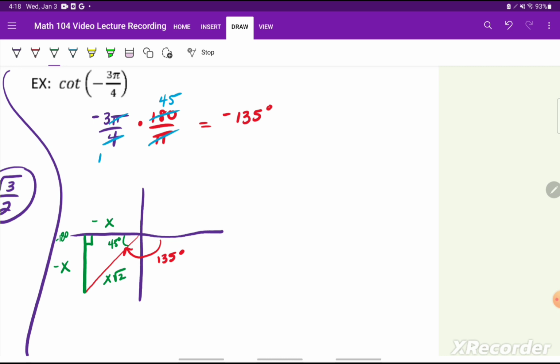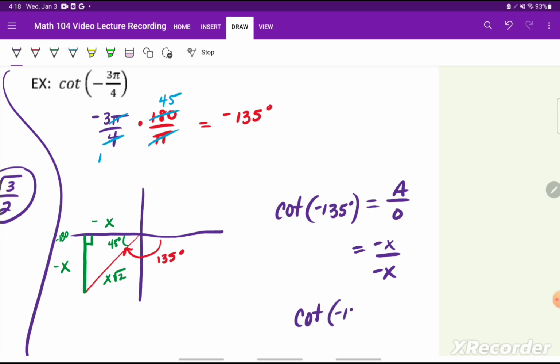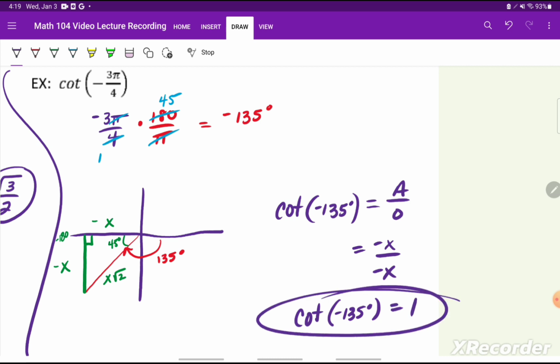And now we want cotangent of this triangle here. Remember that cotangent is adjacent over opposite. Our adjacent side is negative x. Our opposite side is also negative x. So cotangent of negative 135 is going to be positive 1.